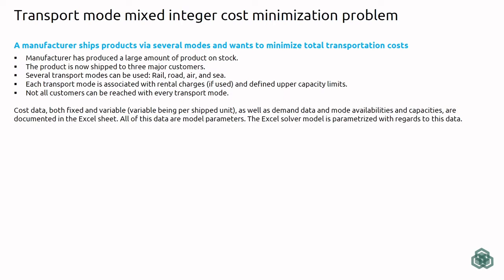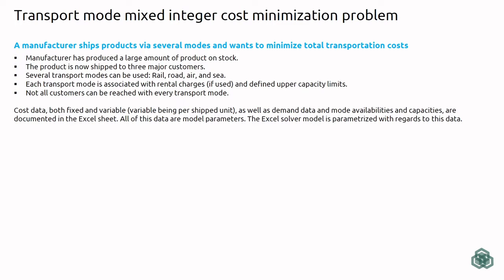Each transportation mode, if used, will incur rental charges. These rental charges have to be paid regardless of the amount of products that are shipped through the respective transportation mode. And then there are also capacity limits associated with the transportation mode. We cannot go beyond these capacity limits. Then we also have to consider that some of the customers cannot be reached by some of the transport modes. So, for example, it might not be possible to reach a given customer via, for example, sea.